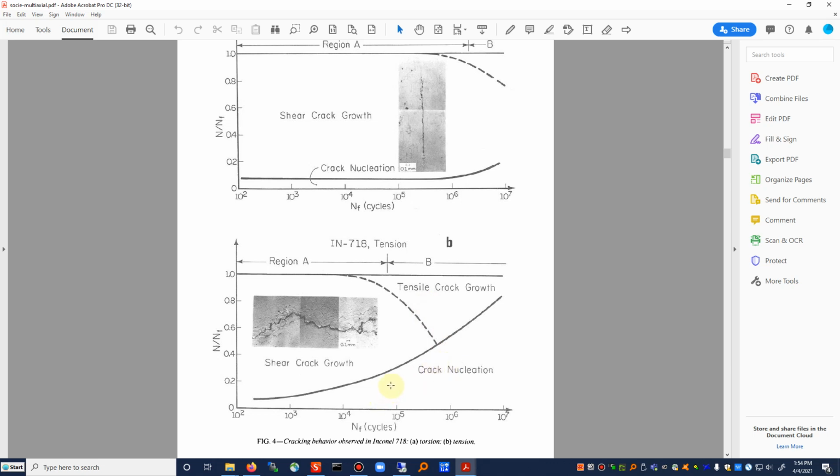Okay, so one of the points that I want to make with this is that different materials can exhibit sensitivity to different damage mechanisms depending on their load level.